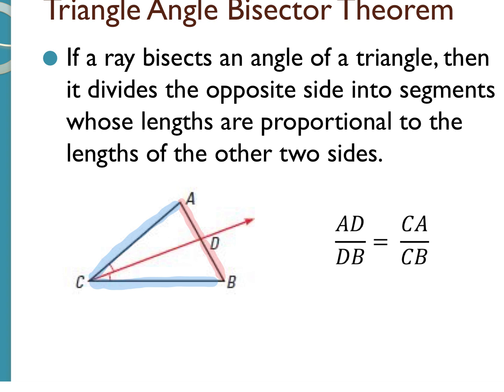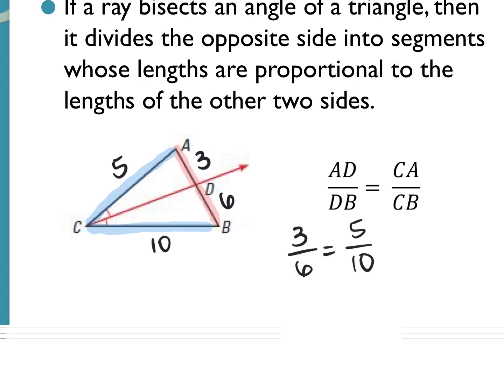So for example, let's fill in some numbers so we can visualize it. Let's say AD was 3, DB was 2. And let's say, actually, hold on. Let's not make it 2. Let's make it 6. And let's say AC was 5, then CB was 10. So if we put 3 over 6, that proportion should be the same as 5 over 10. And they both reduce to what? 1/2.